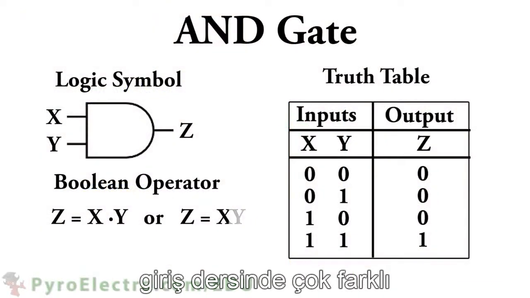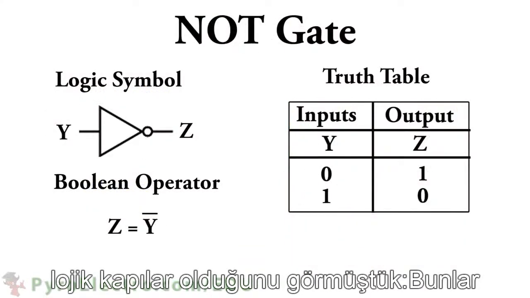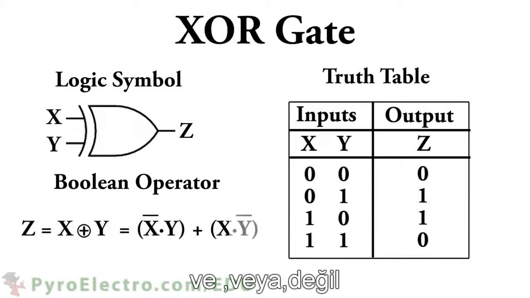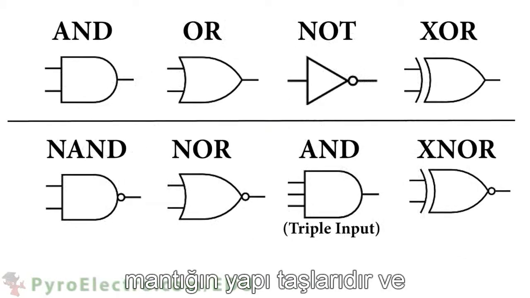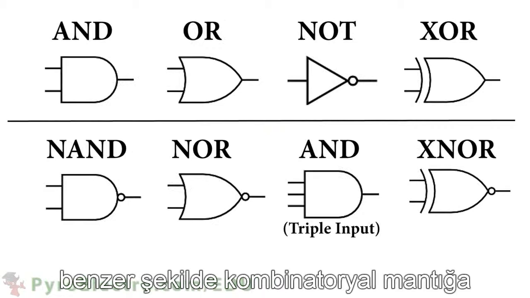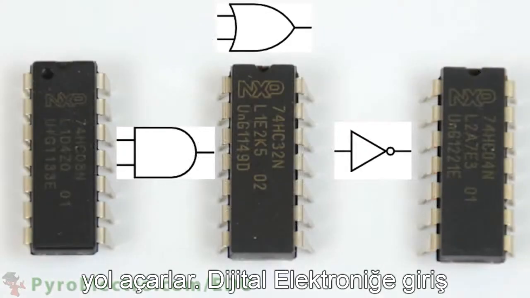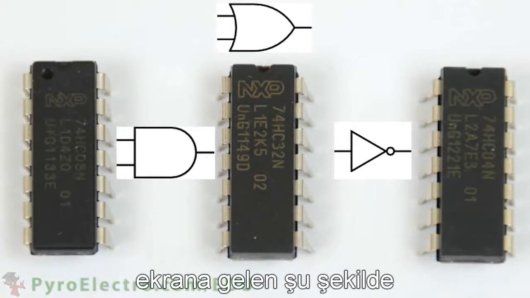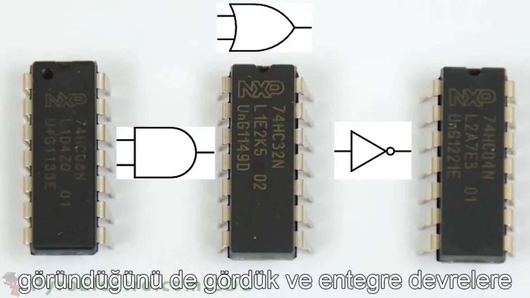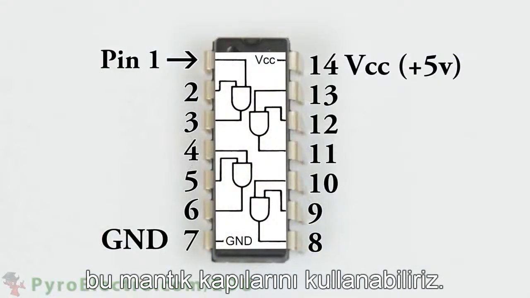In the Introduction to Digital Electronics course, we saw many different types of logic gates like the AND, OR, NOT, XOR, and other gates. These gates are the building blocks of digital logic, and similarly, they give way to combinatorial logic. We also saw how logic gates were connected to ICs like these on your screen, and that by connecting wires to the ICs, we could use these logic gates in our circuits.